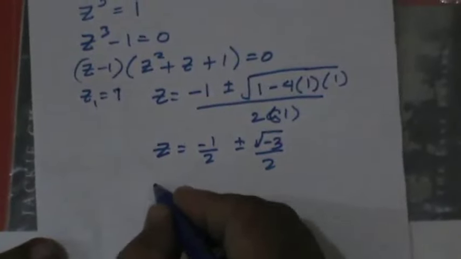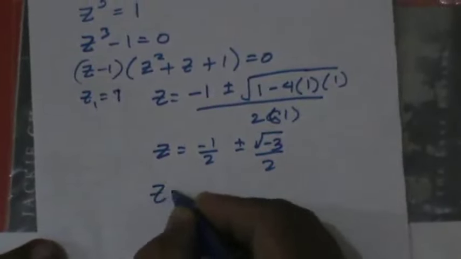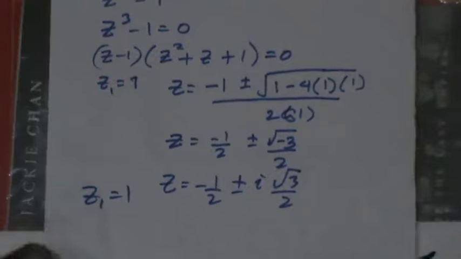z is equal to negative 1/2 plus or minus i square root of 3 over 2. So there are three roots. The first root is z sub 1 equal to 1. The second root is z equal to negative 1/2 plus i square root of 3 over 2, while the other root is negative 1/2 minus i square root of 3 over 2.